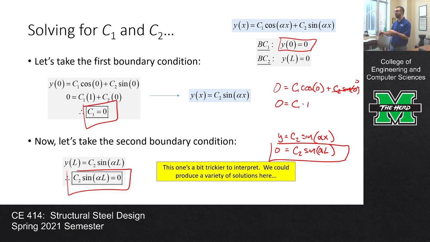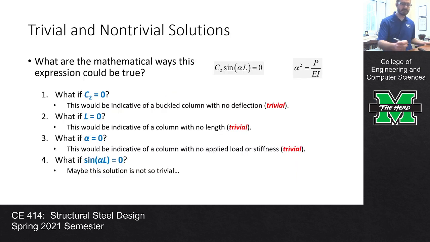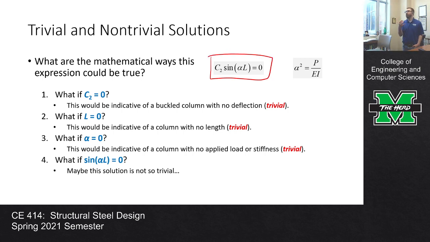How could that equation be true mathematically? Well, let's go to the math on that a bit. So this is the equation I'm looking at, okay? How could that expression be true? Well, what about C2? If C2 equals 0, that would make that expression true, but that also wouldn't mean anything, because if C2 equals 0 and C1 equals 0, then there's no deflection. That would be indicative of the buckled column with no deflection. That wouldn't make any sense. So we call that a trivial solution. It doesn't really move us down the field any further. We just sort of stop. It's like we get constant 1 equals 0, constant 2 equals 0. That doesn't tell us anything, okay?